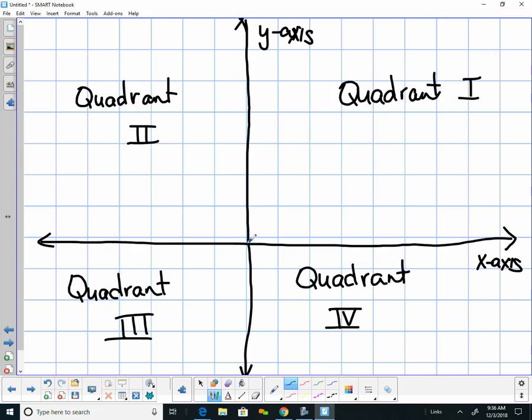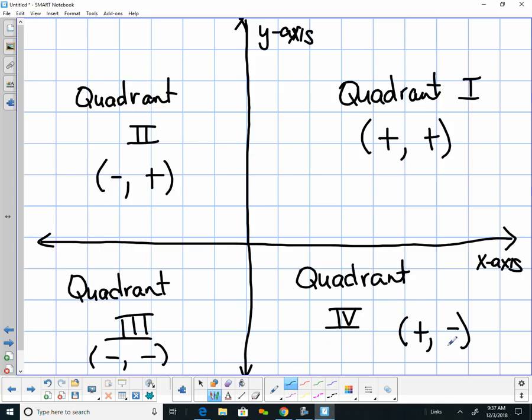Now, what type of numbers would fall in quadrant 1? So if I'm thinking about it, here's my origin. These would be positive numbers and positive numbers. So my x would have to be positive and my y is positive. Quadrant 2, we always go counterclockwise through the quadrants, okay? So quadrant 2 is a negative x and a positive y. Quadrant 3 is a negative and a negative. And then quadrant 4 is a positive and a negative.